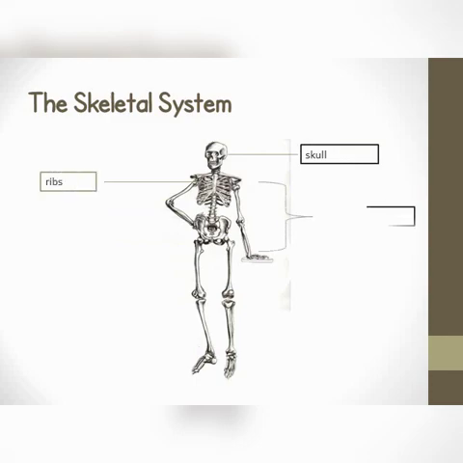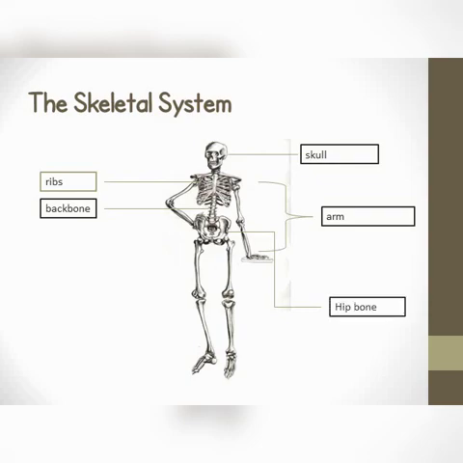This one is our arms, parts of our arms, upper movement, yeah. And this one is the backbone. And then the next part is the hip bone. And the last one is our leg.